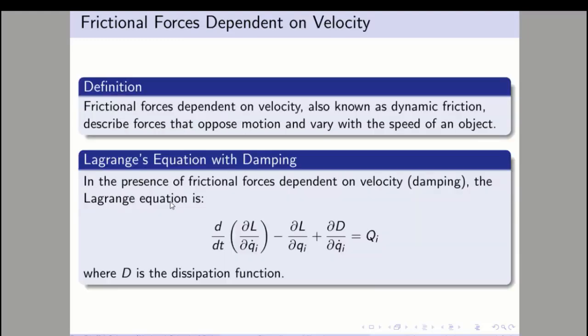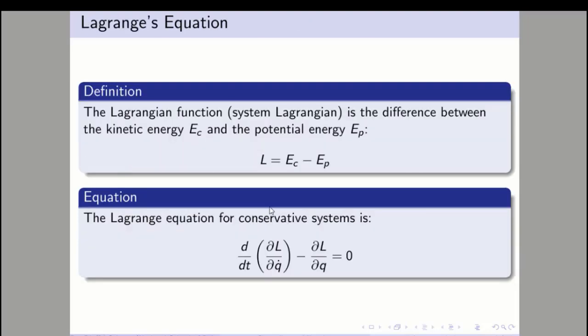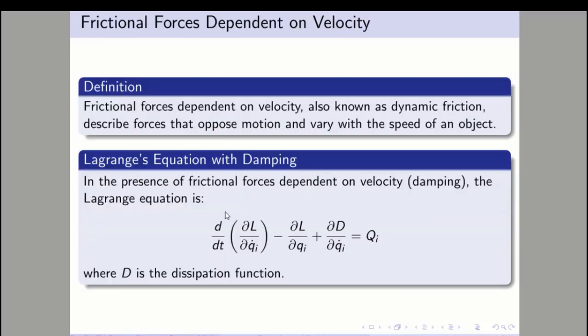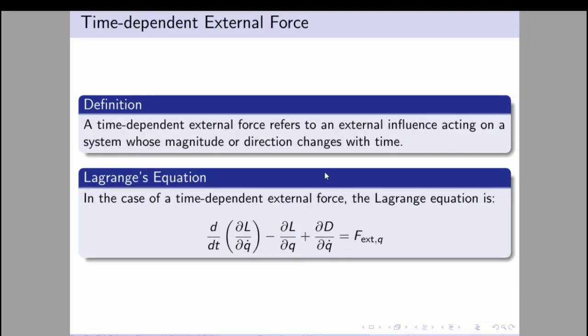Then there is the frictional force dependent on velocity, which is also known as dynamic friction. As you can see here, if we go back to this slide, the equation of motion is the Lagrange equation equal to 0, but in this one we also have the dissipation. And for this slide, which has the time-dependent external force, we also have an external force. Here is the representation of the Lagrange equation with the dissipation as well as the force.